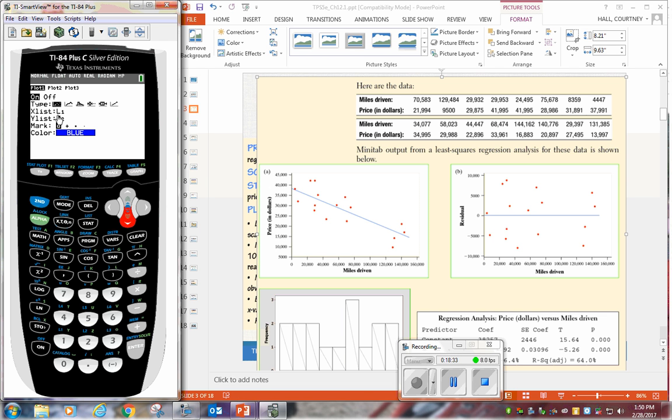So to get the residual list right here, I'm going to go to second stat, and I guess I went to the wrong spot already. Let's see, that just went to stat. Let me try again, guys.